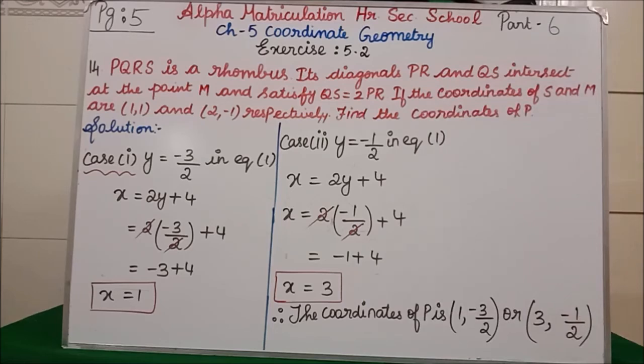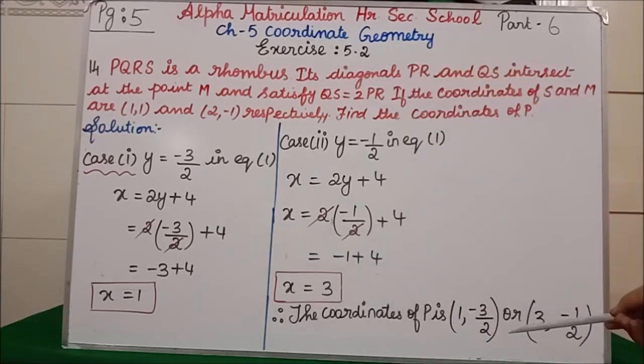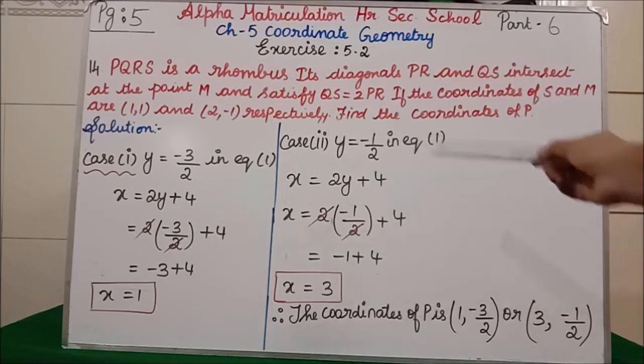Clear? When we are getting x equal to 1, by that time what is our y value? y equal to minus 3 by 2. So we are writing, therefore the coordinate of P is when x is 1, y is minus 3 by 2, or when x is 3, y is minus 1 by 2. So among these two, any one value we can take for the coordinate of P. That only they were asking us to find in the question. Clear students? With this footprint problem we are completed. And also we have completed exercise 5.2.